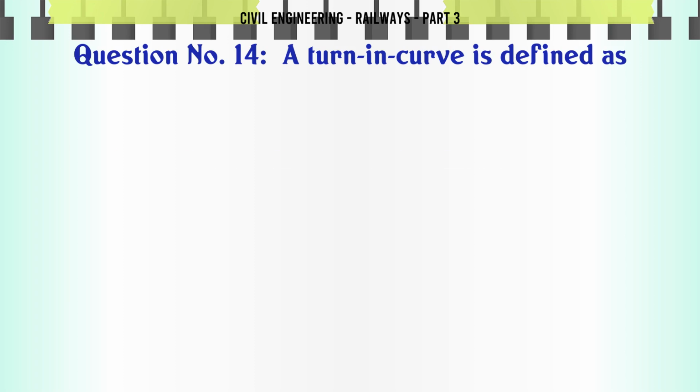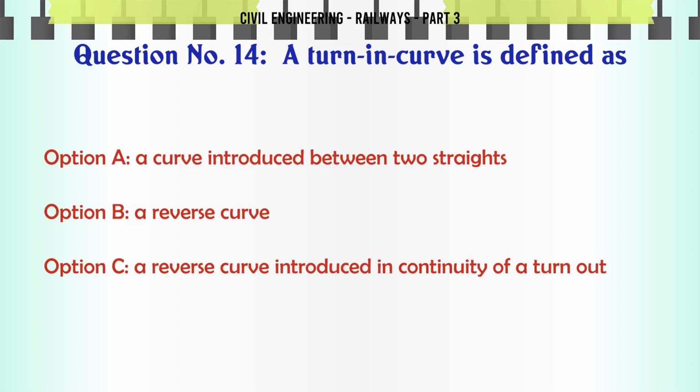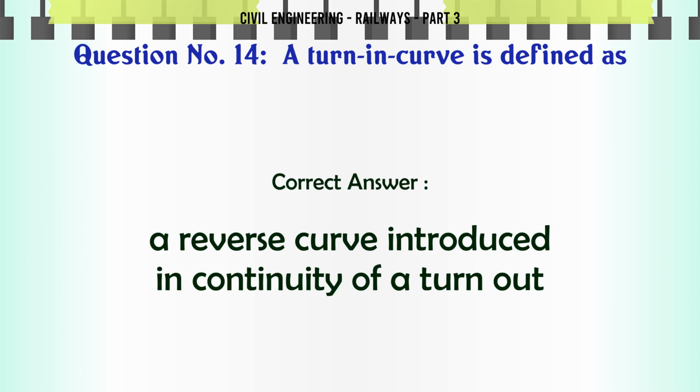A turn-in curve is defined as A, curve introduced between two straights, B, a reverse curve, C, a reverse curve introduced in continuity of a turnout, D, a spiral transition curve. The correct answer is a reverse curve introduced in continuity of a turnout.